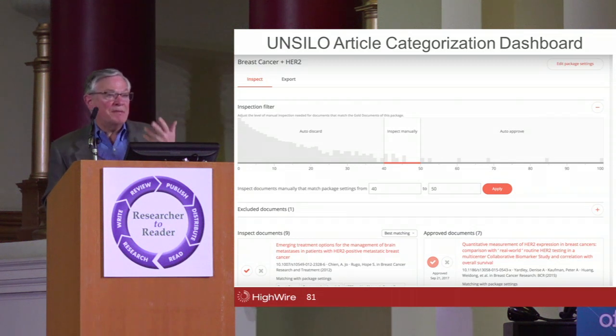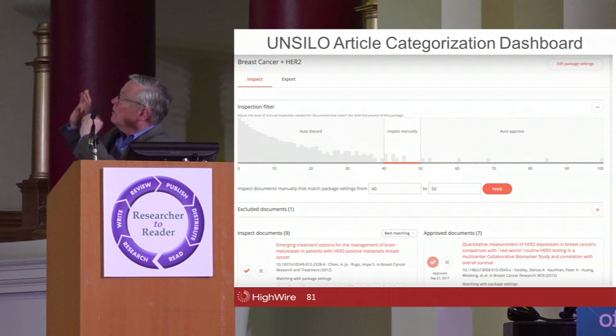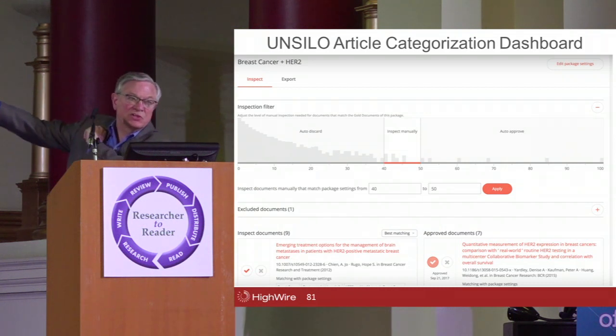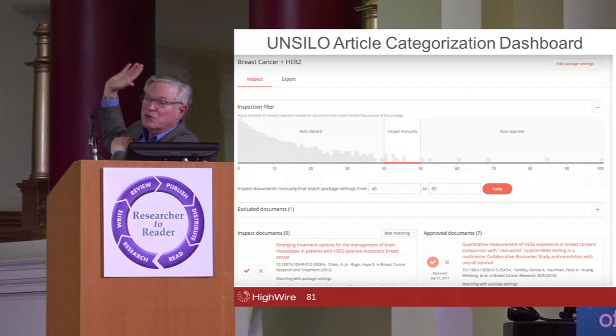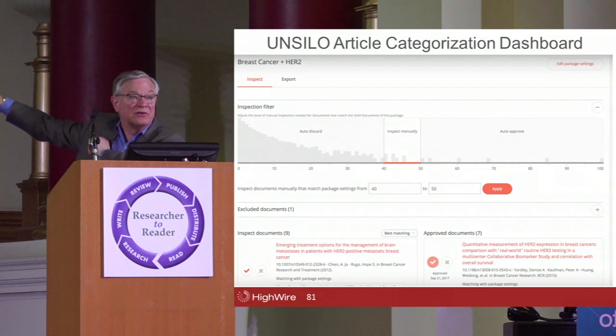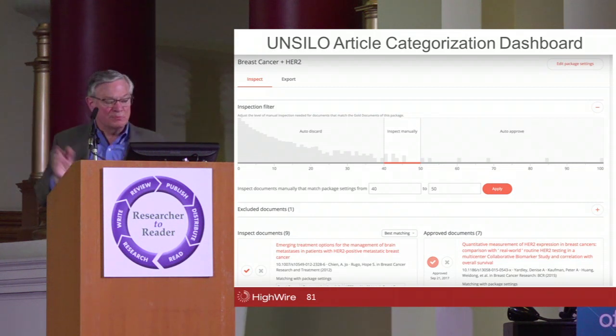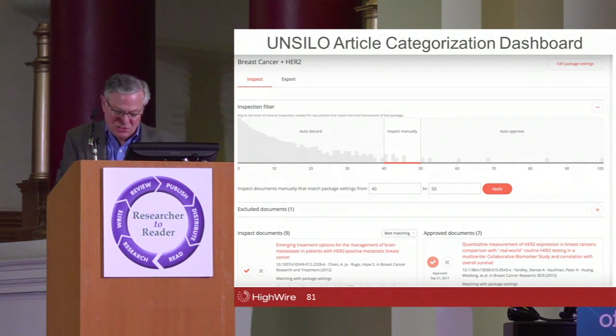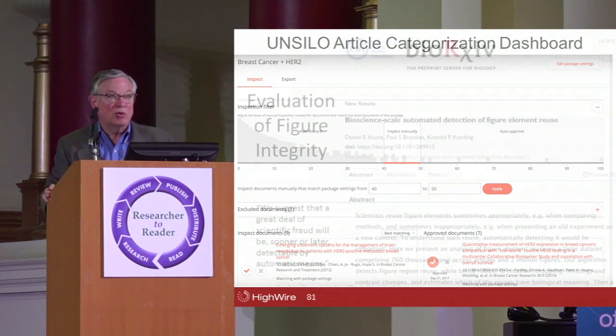It essentially populates articles into subject categories, and on the left are things that it's said definitely are not in this subject category. On the right, it says here are things that definitely are in this subject category. And then there's a middle ground where you can evaluate the articles and put them in or out. And depending on what you tell it, the software improves its ability to know what's up.